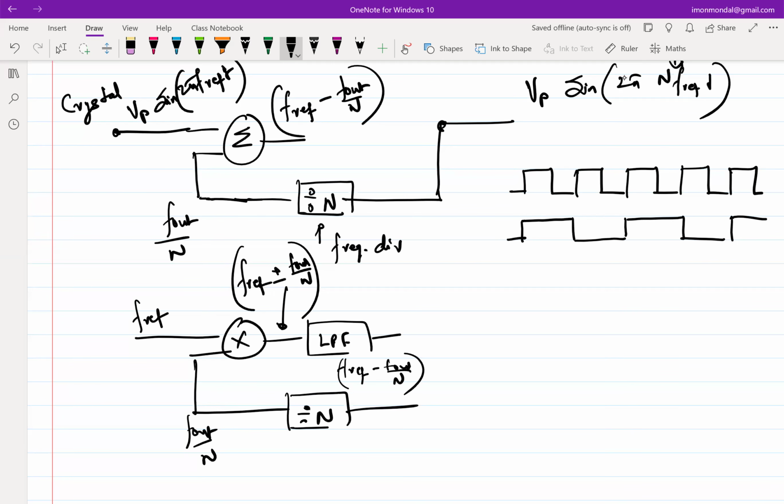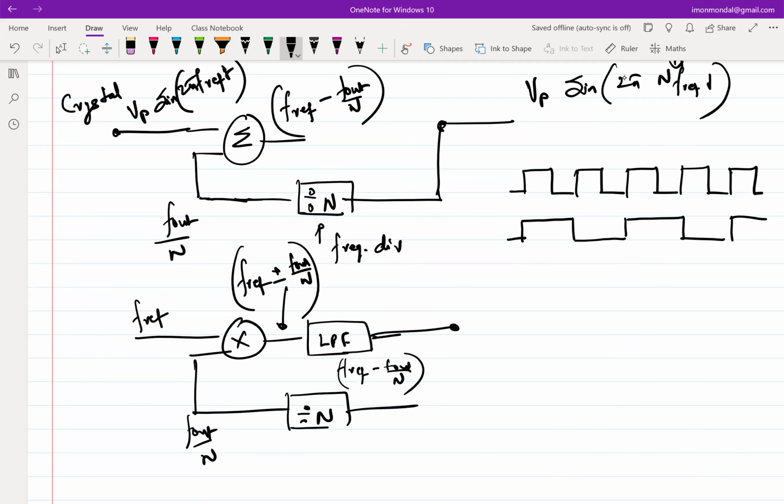Ideally, if the loop has to work, we have not yet completed the loop. If the loop has to work, what should be the bandwidth of the LPF? If f_out is supposed to be N·f_ref, then (f_ref minus f_out over N) is what? 0, right? So essentially, it should only be passing DC and nothing else. It has to be an extremely small bandwidth. Only DC, no other component. Okay, so this goes here.